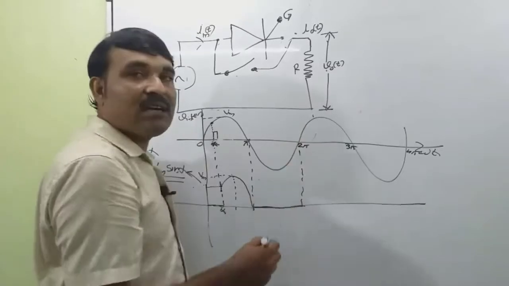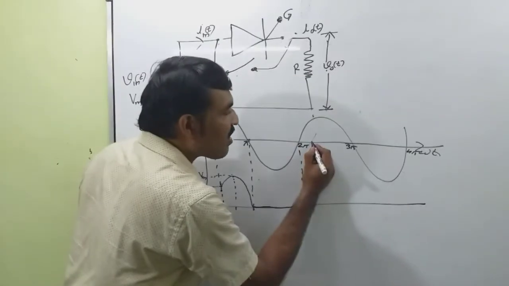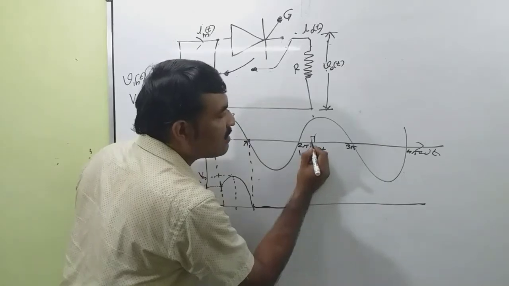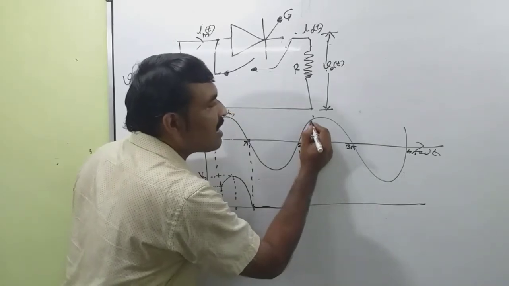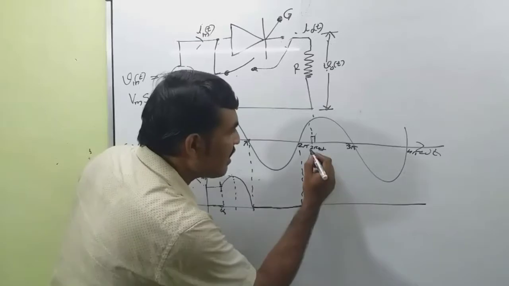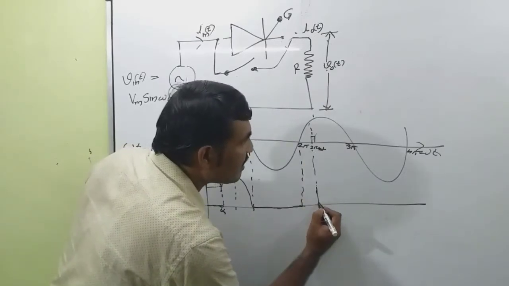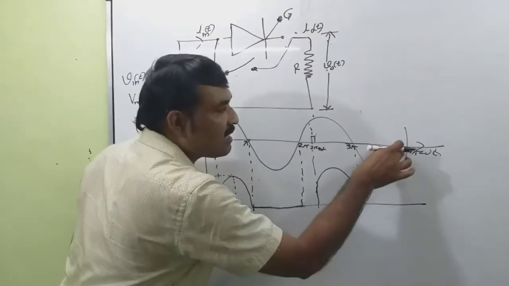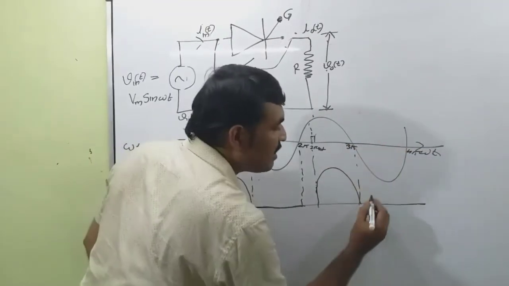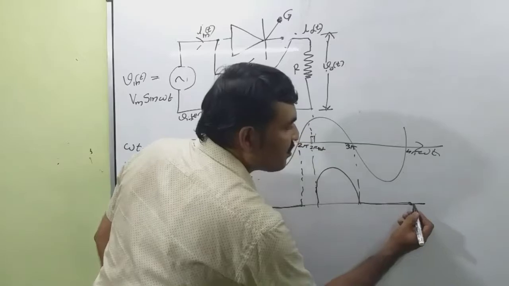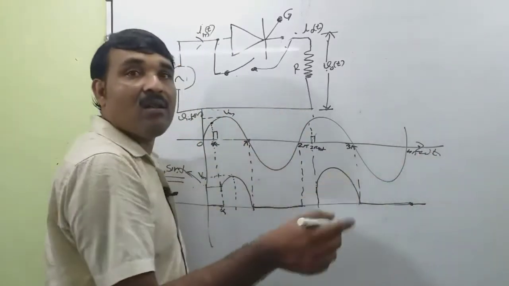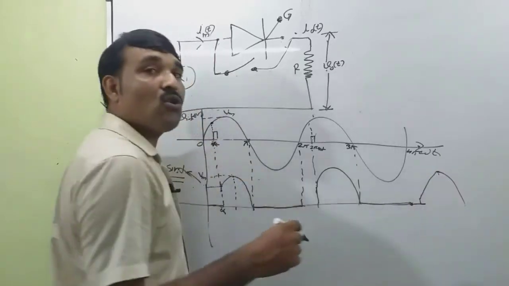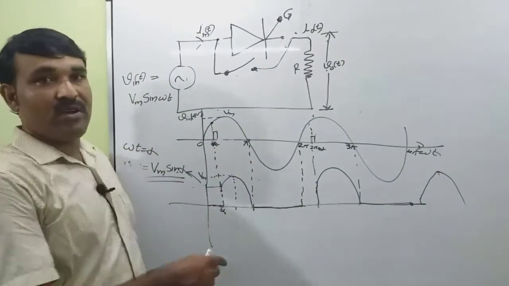Then we apply a firing pulse at the angle 2 pi plus alpha. The thyristor will again start conducting, and we will get an output that is exactly equivalent to the input. During the negative half cycle, 3 pi to 4 pi, the output will again be 0. Then at 4 pi plus alpha it will again start conducting, and this sequence will continue. So this is the output waveform.